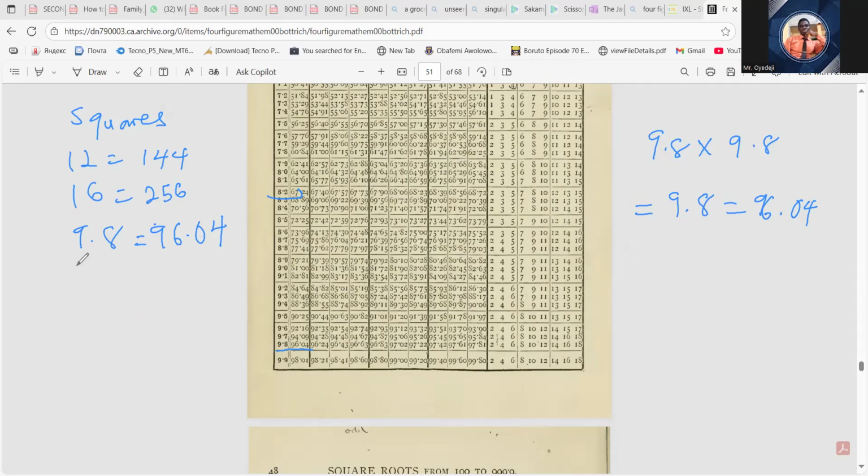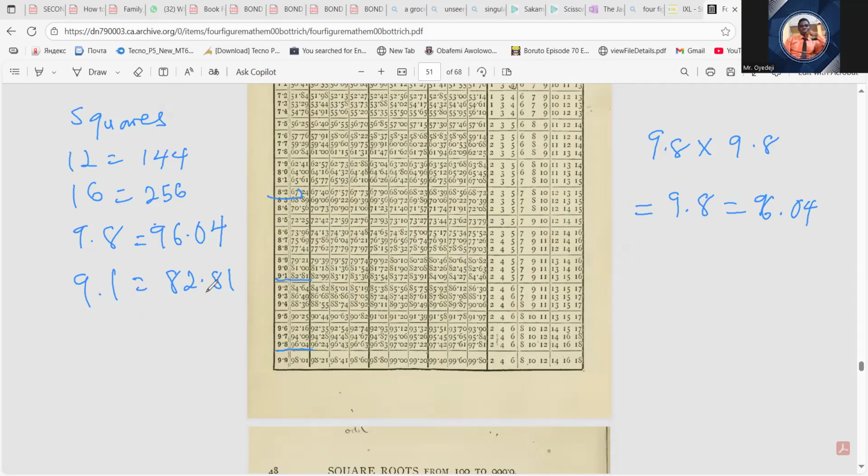So let's go for the last one, 9.1. Remember, it's already in decimal, so just go for 9.1. 9.1 is here, so our square is 82.81.